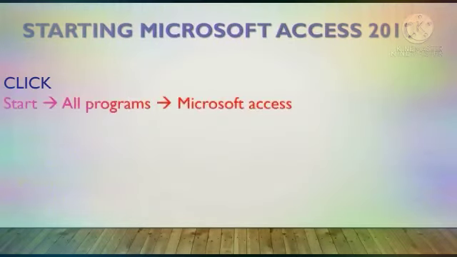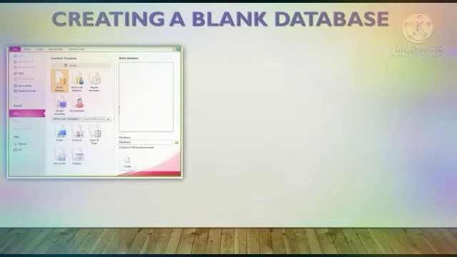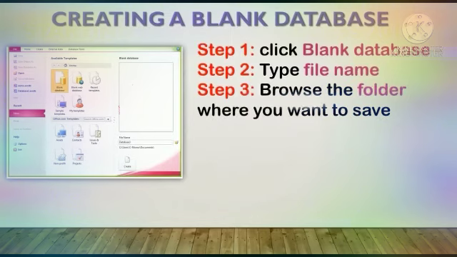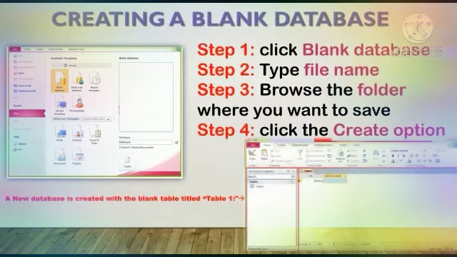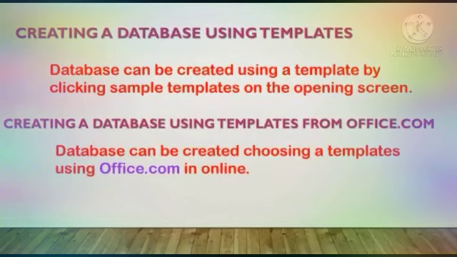How to start MS Access? We have to click Start, All Programs, and then click Microsoft Access. To create a blank database, we have to click on Blank Database and type the file name. Browse the folder where you want to save, then click the Create option. You will get a new database with a blank table titled Table 1. We can also create a database using templates. We can browse office.com and get more templates.